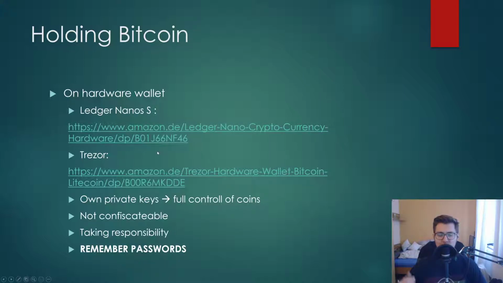So this is basically just looking like a USB stick, which you put into your computer, and then you transfer from your internet connected exchange, for example Coinbase, software exchange. You then transfer your Bitcoin from this exchange to this hardware wallet. You have a public key where you transfer it to, and then you are actually the owner of your own public key and private key. And now you have your own private keys and full control of your coins.